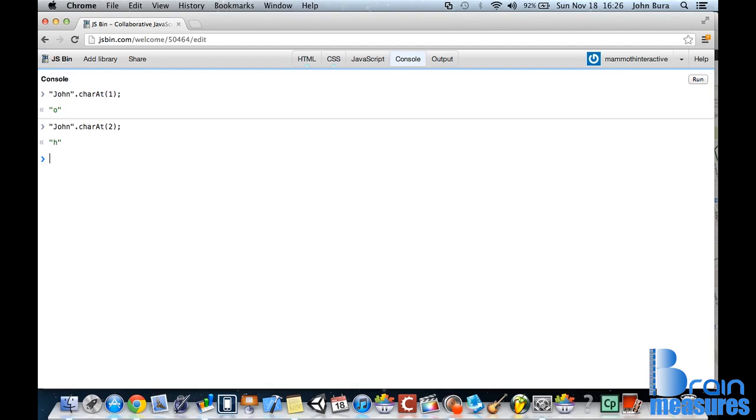Well, really, the character at should be 0, or should be J, shouldn't it, right? Because the first letter of the word John is J. So why is it O? The reason is that a lot of times when you're going into something called an index, and that's what this is, you actually start off with 0 instead of 1.